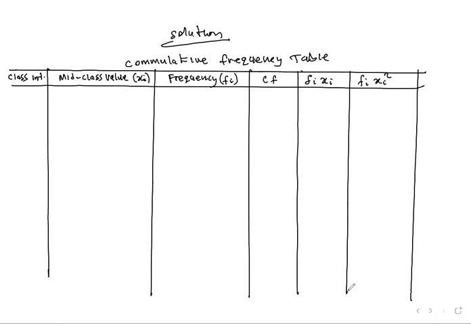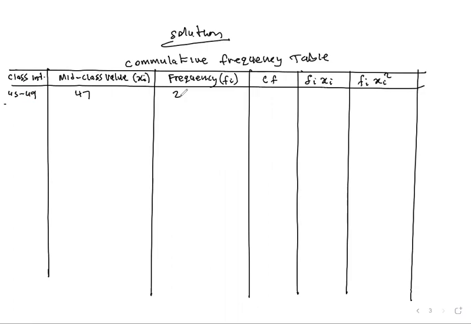Okay, so the first class, we have 45 to 49. What is the middle class? Here, the middle class simply refers to the number in between the lower limit and the upper limit of the class interval. You add the lower limit plus the upper limit, then divide the sum by 2. So this gives you 47. Then the frequency is given in the table. We had 2.